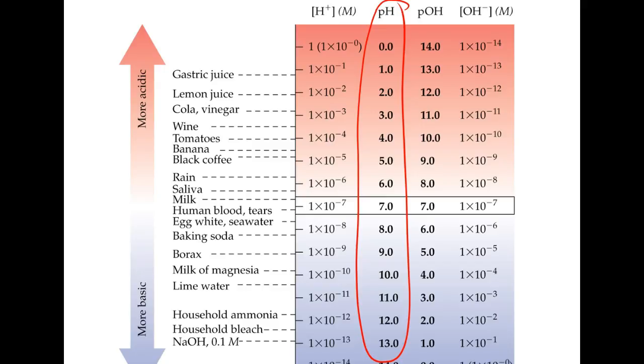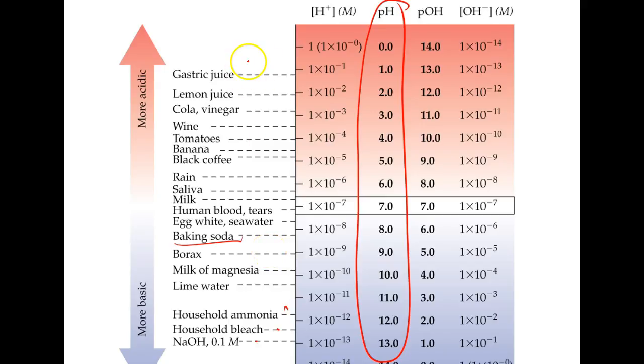And some common substances just to be aware of: we have water at a pH of 7, or neutral. Baking soda is slightly basic. We always think of it reacting with vinegar, which is an acid. We have ammonia and bleach and sodium hydroxide in the basic range.